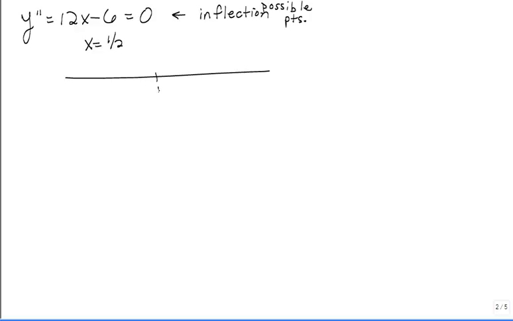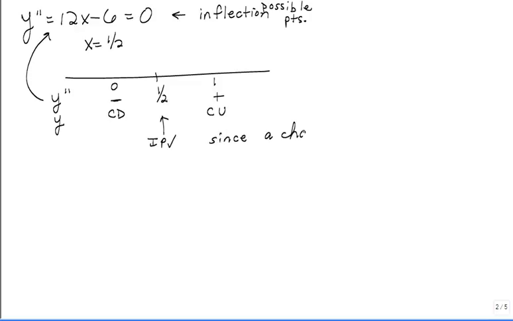So here's the test. I take a test number on the left, so let's pick 0, and a test number on the right, and plug them back into the second derivative. It's negative. When I plug in 1, I get a positive value. So on this side, y is concave down. On this side, it's concave up. So this is an inflection point since a change of concavity occurred.